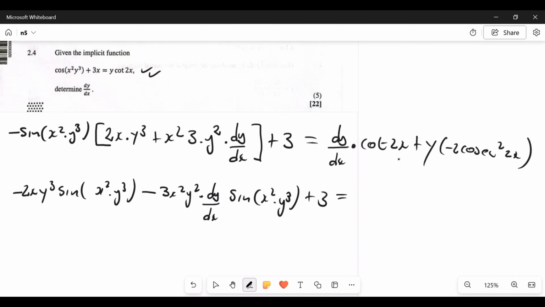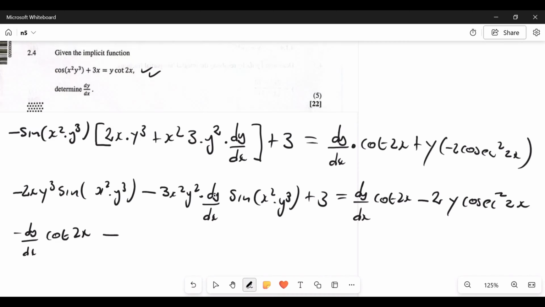On the right hand side, we're just going to multiply the y with negative 2 cosec squared 2x there. So the first term is going to be dy over dx multiplied by cot 2x minus 2y cosec squared 2x. There we go. So let's start grouping all the terms that contain dy over dx. We're going to transpose them to the left hand side. So if we transpose this one here, it's going to become negative. So let's continue. We'll have negative dy over dx cot 2x.